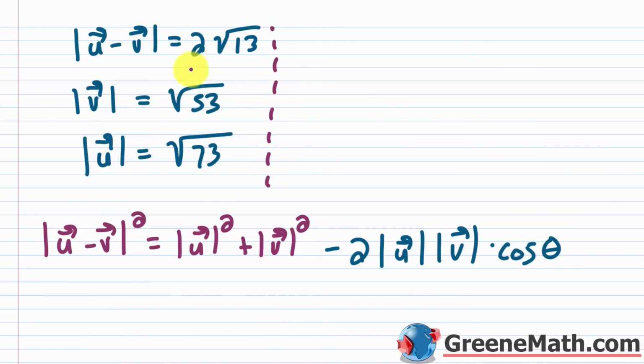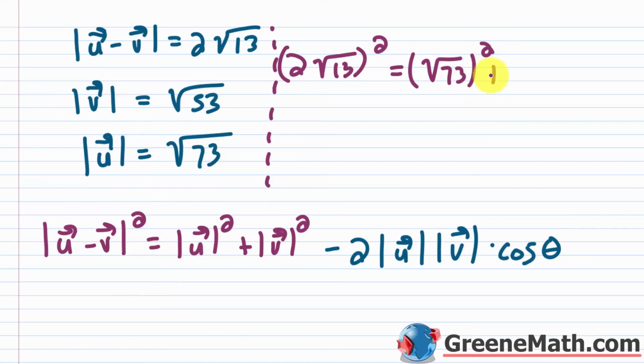So if I squared this guy, this is 2 times square root of 13, okay? So this is 2 times square root of 13, and I'm going to square that guy. And this equals, this guy right here is the square root of 73, and I'm going to square that. And then plus, I'm going to have my square root of 53, and that's going to be squared. So that's coming from the magnitude of the vector v being squared.